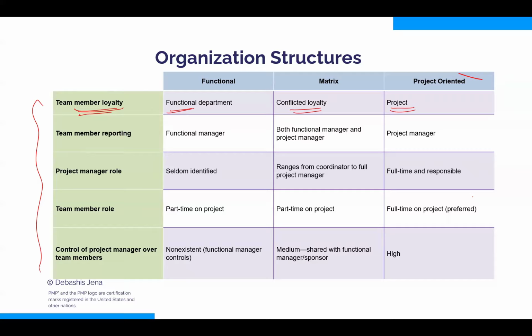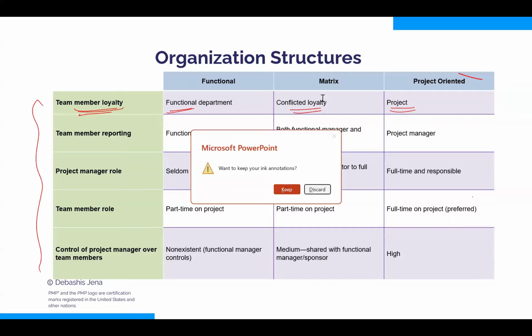So the staff would report to the functional manager for function related affairs. Don't forget, that's the functional reporting. The functional manager is responsible for the growth and development of the team member, right? And to the project manager as well for the project duration. Hope you understand. I must have added one thing.